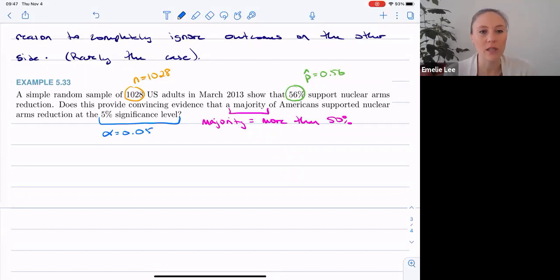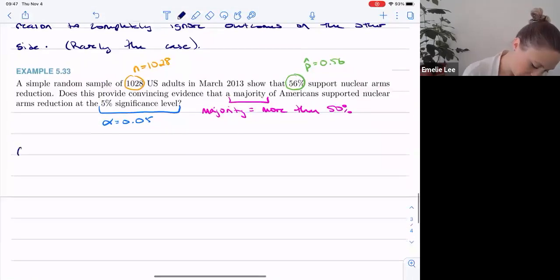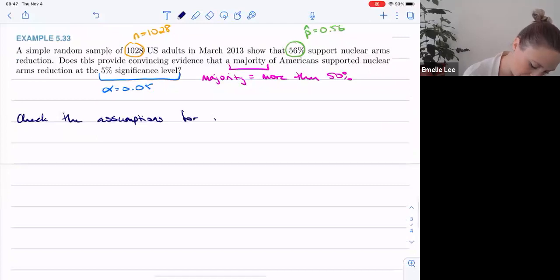So first thing we're going to do is check the assumptions. Before you do anything for a hypothesis test, before you can even start a hypothesis test, you have to check the assumptions. So check the assumptions for inference.